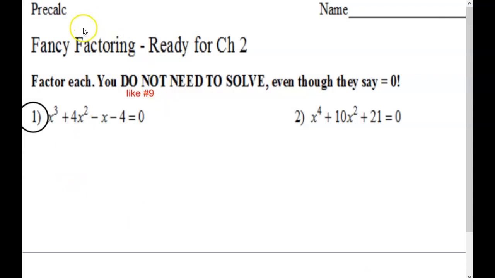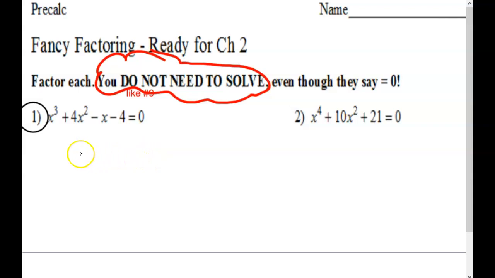All right, so it says you do not need to solve, guys. Everybody reading this? Okay. Just factor, it's all I care about. When there are 4 terms, like this first one, anybody remember what you have to do from Algebra 1 or Algebra 2? Yep, group. Okay, your best bet when there's 4 terms is to group things.